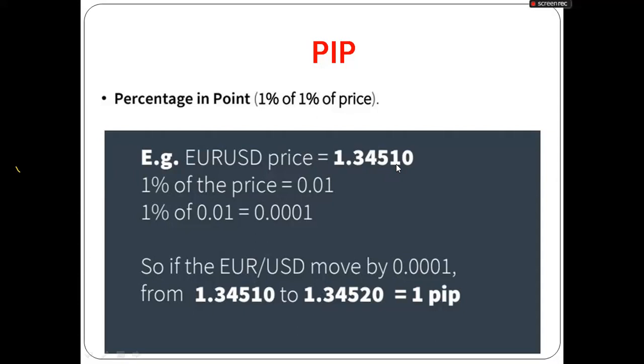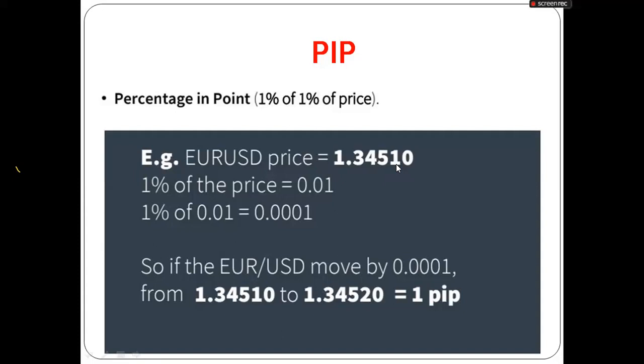All right. So we moved from 1.3451 to 1.3461. It has moved by 10 pips upward. Now, the next question, before we go to the next thing: if it moves from 1.3451 to 1.3443, pay attention. It moved from 1.3451 to 1.3443.